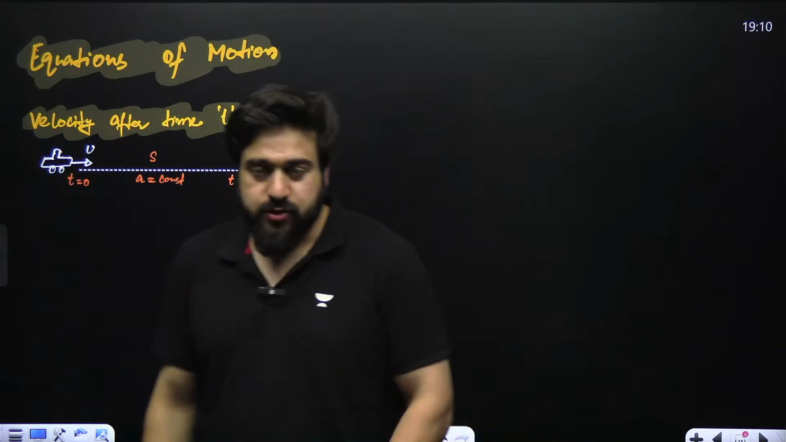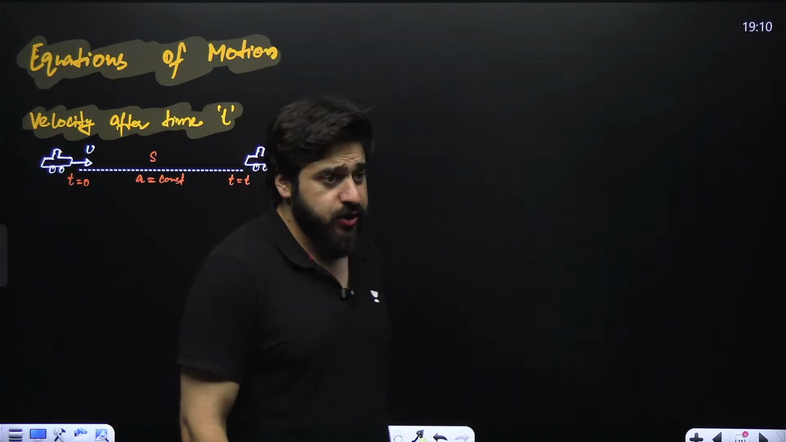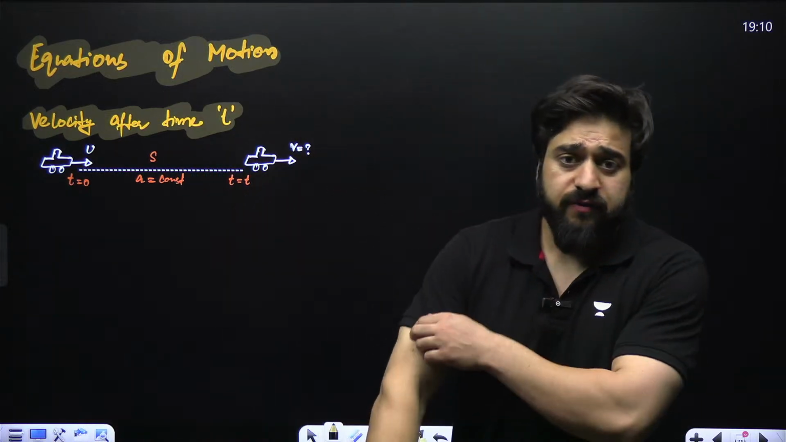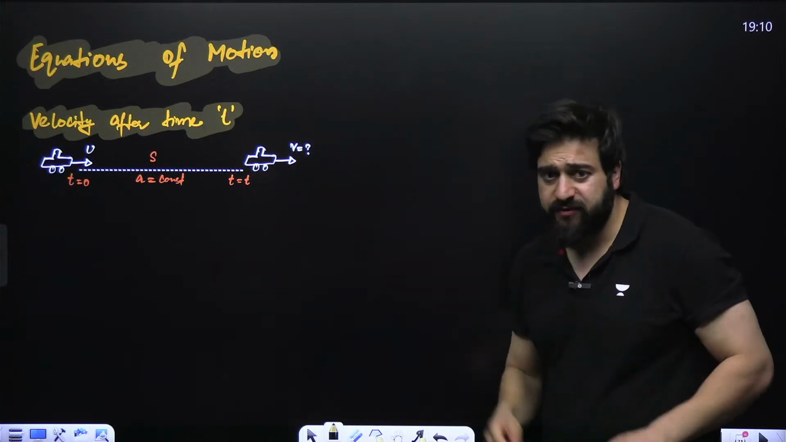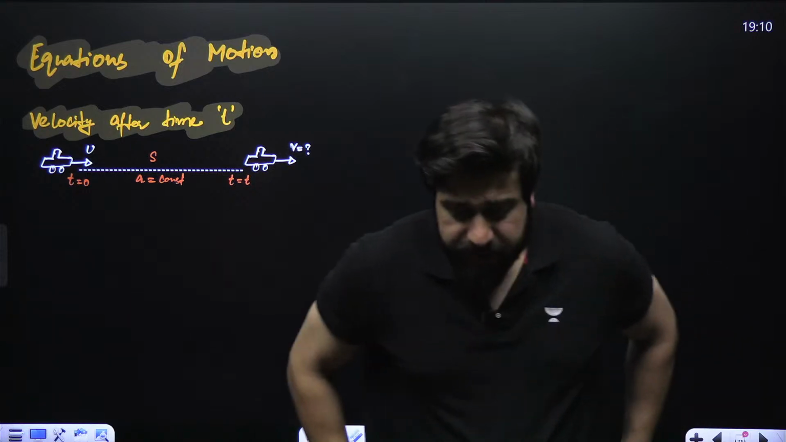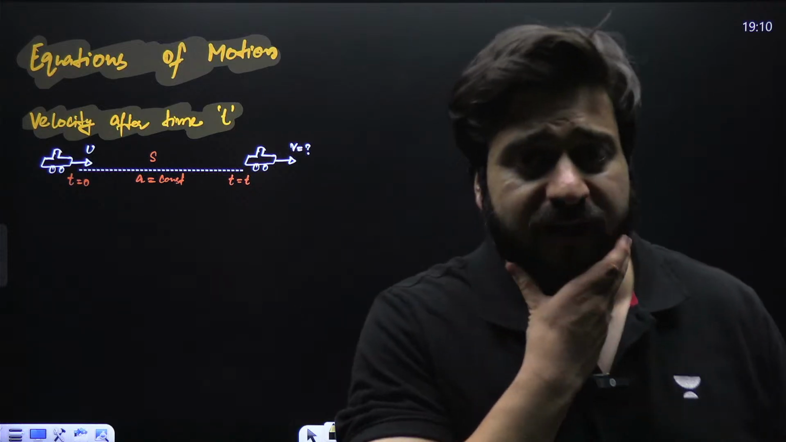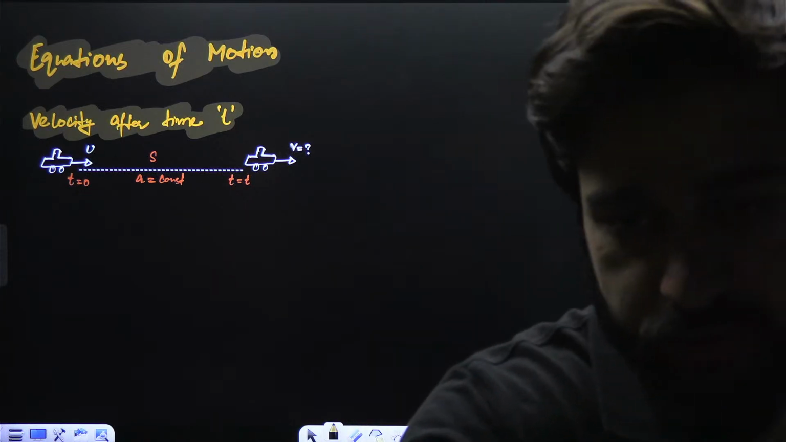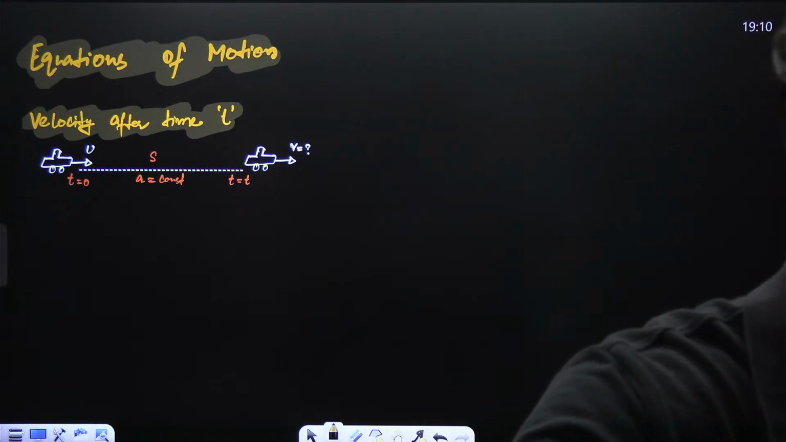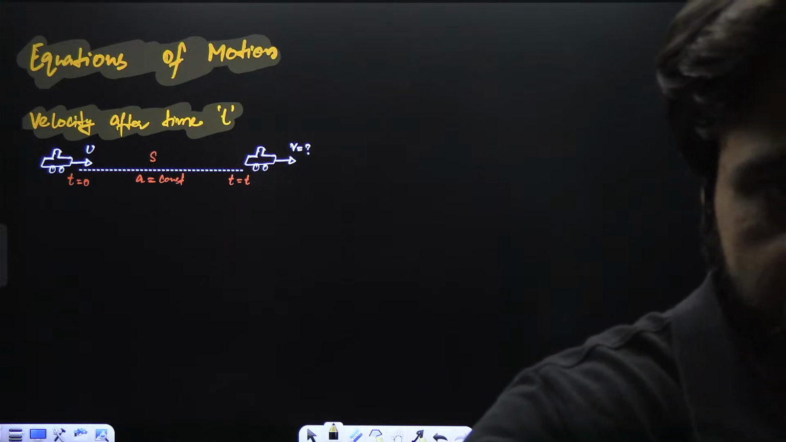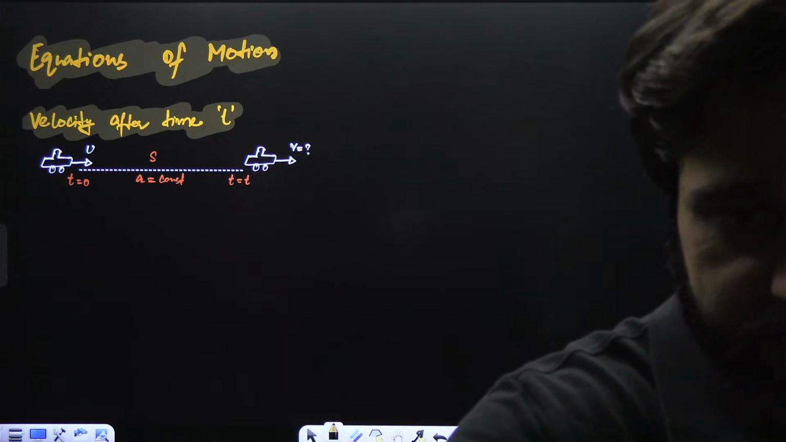So guys, in the last session, we discussed equations of motion. We'll have to continue the equations of motion today. I will be deriving these and then we will move on to the graphs. Like we have the position-time graph and the velocity-time graph.